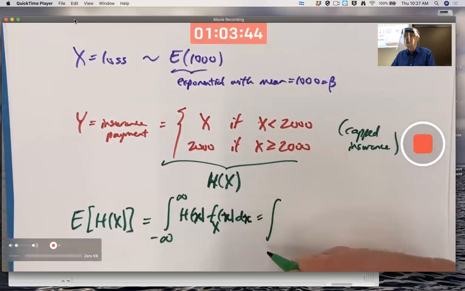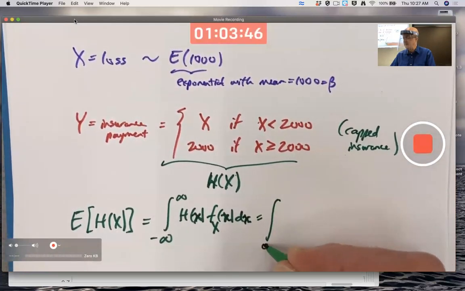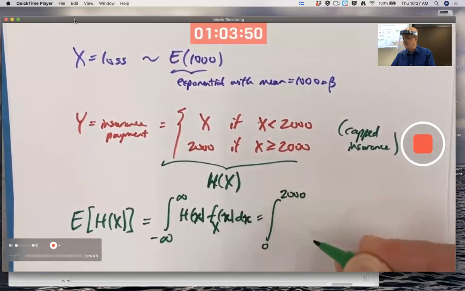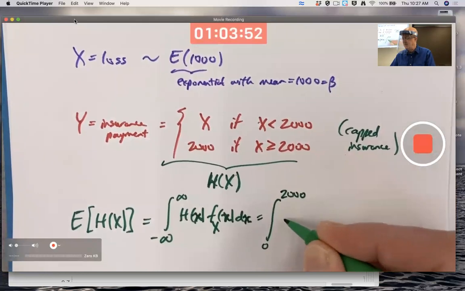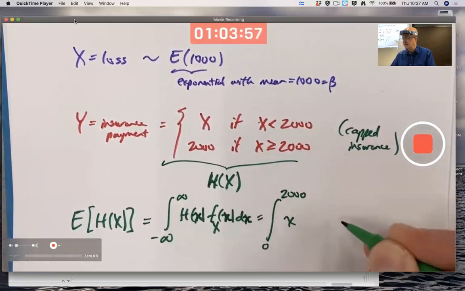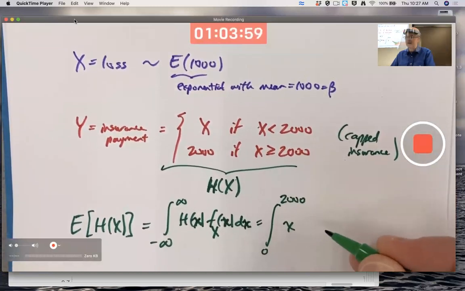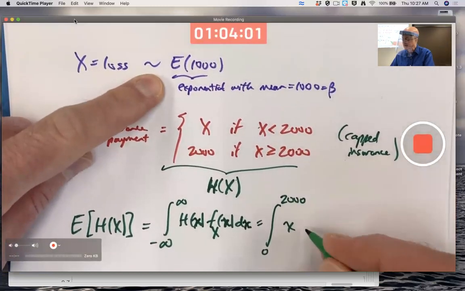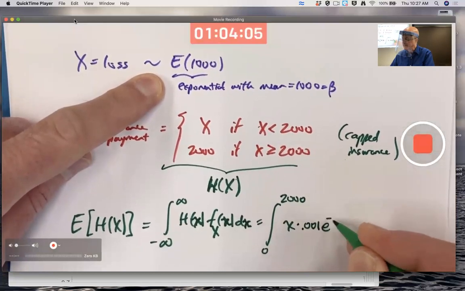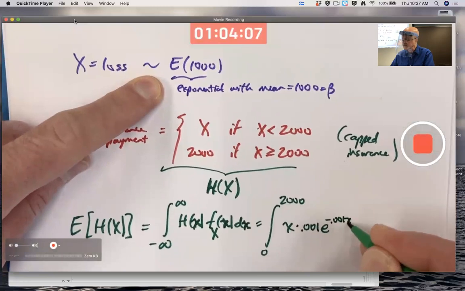careful, we aren't going to get one integral, though. We are going to get two integrals. The integral from 0 to 2,000 of x times the PDF of x. PDF of x, exponential with mean 1,000, is going to be 0.001 e to the negative 0.001 x.